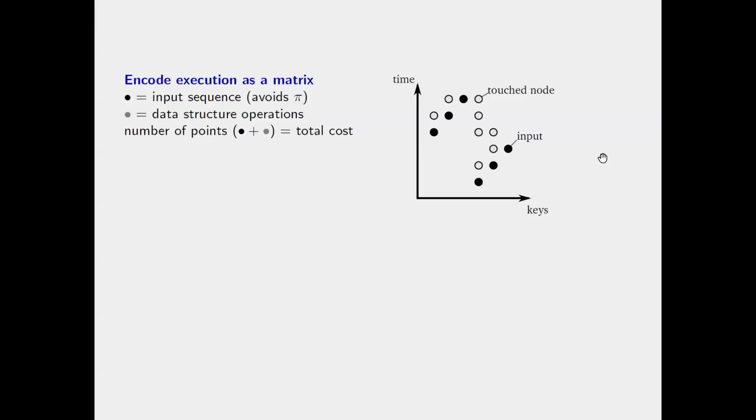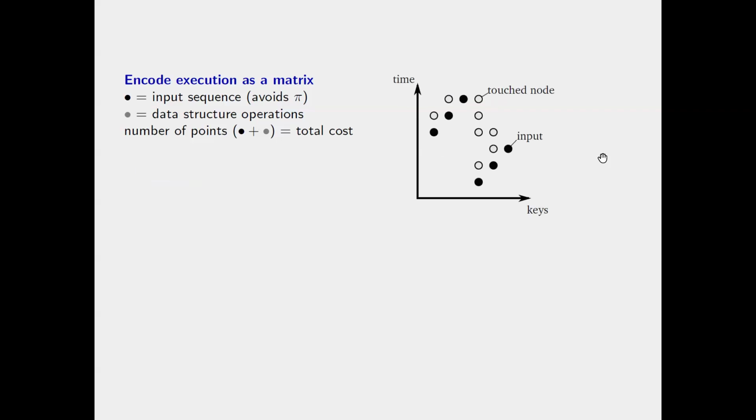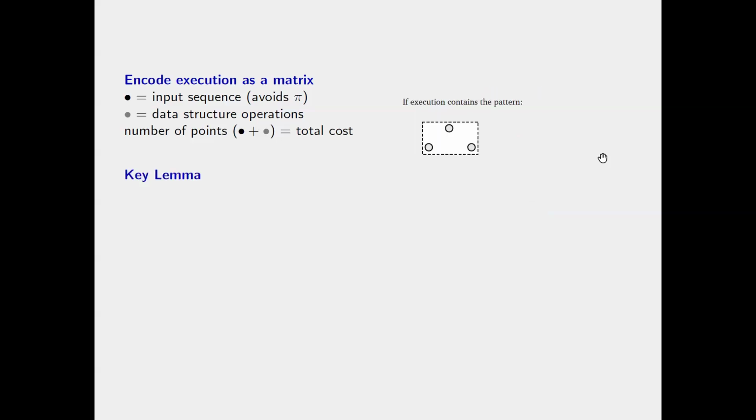Okay, and so here we have a nice and simple observation. We have this gadget that consists of 3 points. Remember, the black dots are the input, what we want to sort. And the gray dots are everything else that we do in the tree, the nodes that we touch in the tree. And we have this lemma that if this gadget appears anywhere in the execution, these 3 points in this configuration, then there has to be an input point inside. There has to be a black dot somewhere inside this gadget. Maybe somewhere inside here, or maybe one of these 3 has to be an input point.